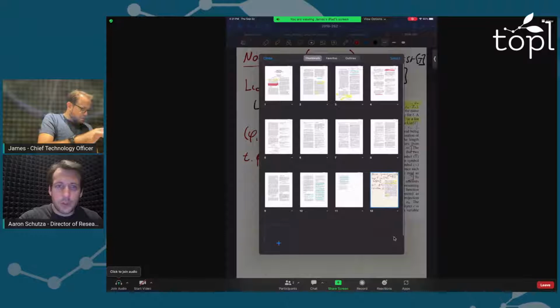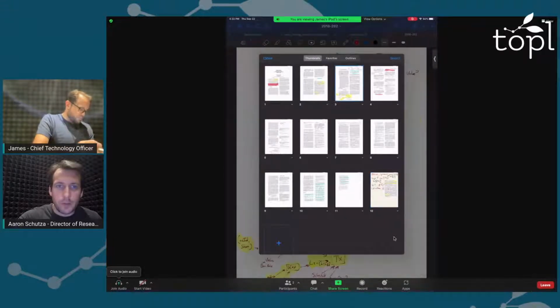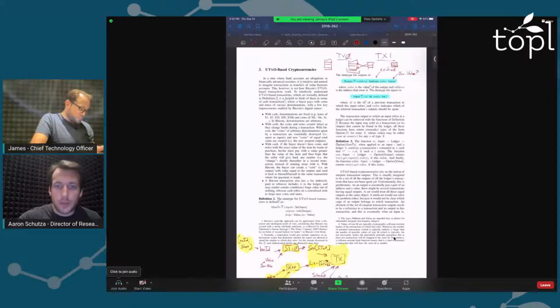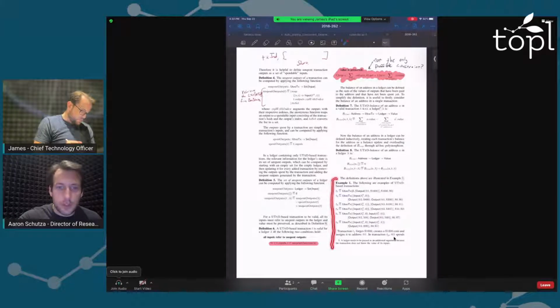So let's go to the UTXO based section, page 3, section 3. What's really nice is they give the definition of the UTXO transaction format, with all of its fields and specific values. Then they give specific examples of UTXO transactions on the next page. Example 1 gives a series of transactions, and even goes so far as to list the ledger as a series of the specific transactions that they construct here. The inputs and outputs all logically make sense according to the value constraints that they put in.